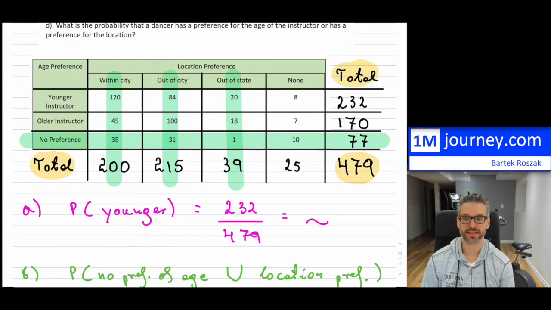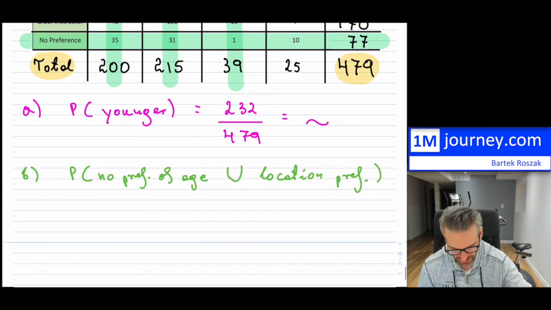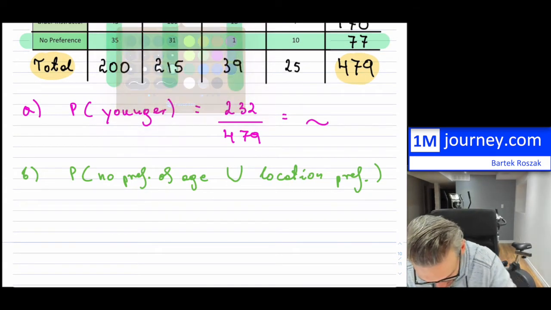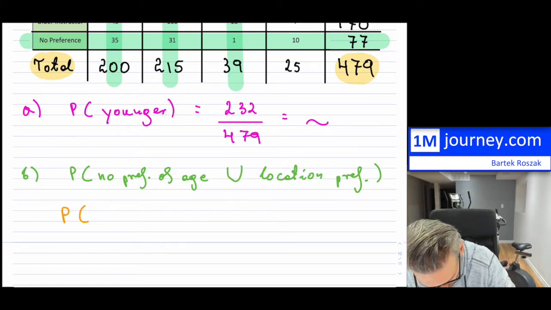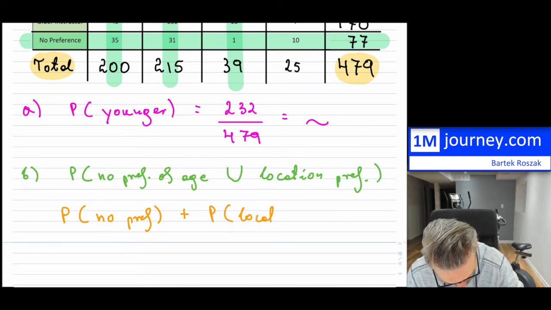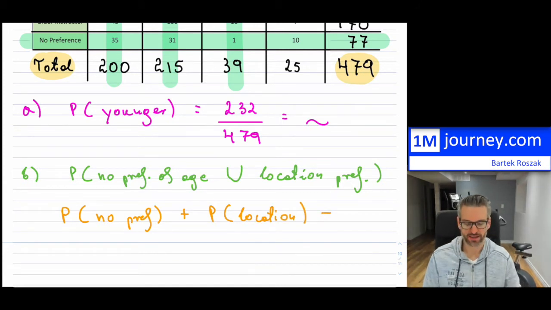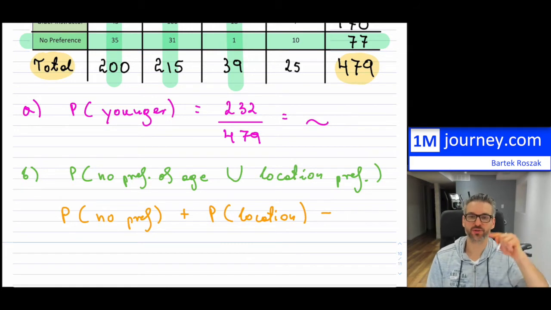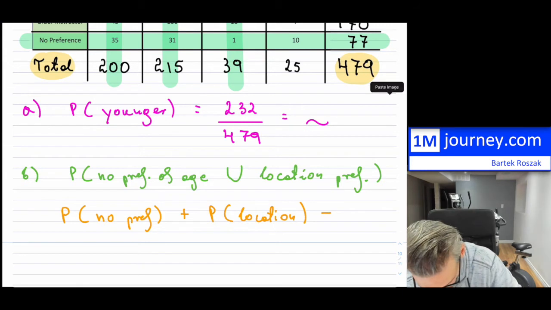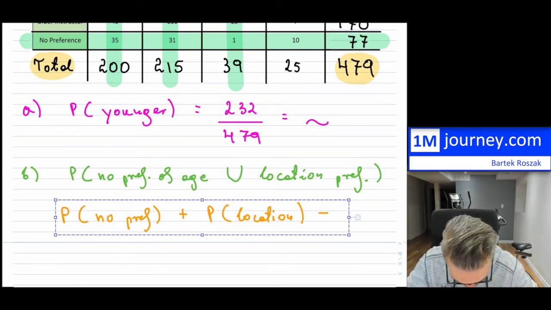So that's pretty neat. What I'm going to do is, because it's "or", I don't want to count things twice. So I'm going to say, okay, what's the probability of no preference plus what is the probability of a location? But now I have to subtract the intersection between the two. So in order to write this, I'm going to do this.